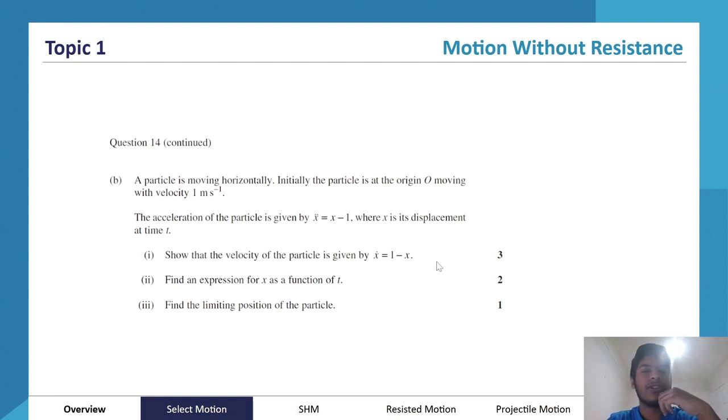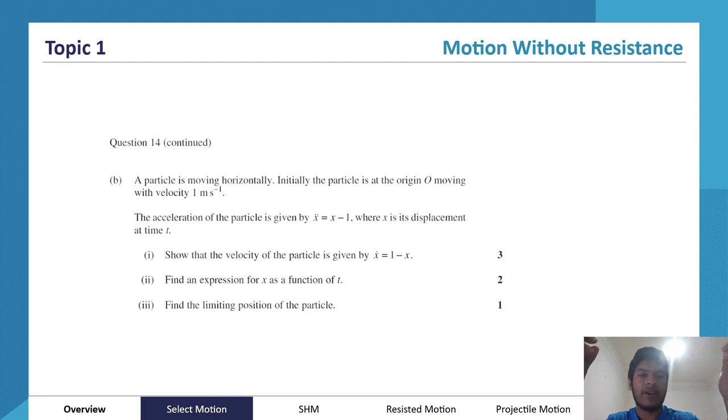We have a particle moving horizontally. Initially, the particle is at the origin, O, moving with a velocity of 1 meter per second. The acceleration is given by x double dot equals x minus 1, where x is its displacement at time t. Now, at that moment, you should stop there and say, okay, we've got acceleration as a function of position, right? And so that means that we're potentially going to have to use v dv/dx or d/dx of v squared on 2.